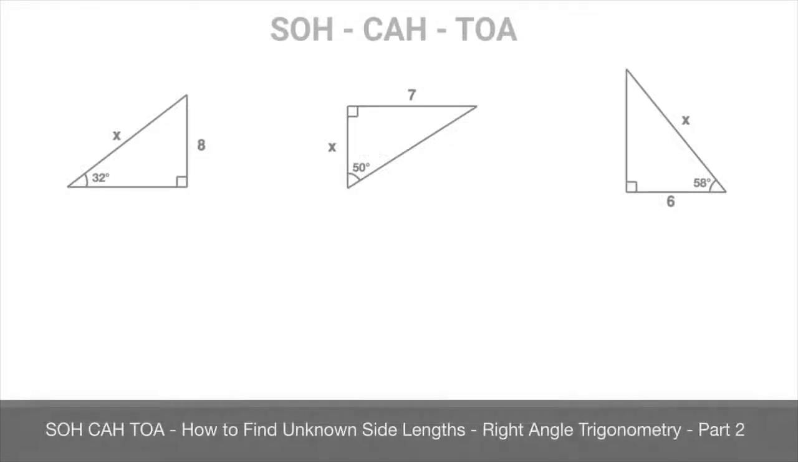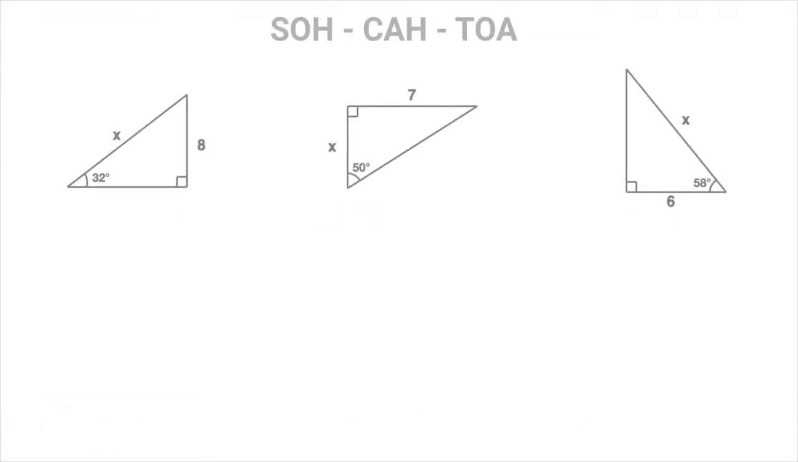In this second tutorial on finding unknown side lengths using SOH CAH TOA, we carry on working through some examples in which we need to find the unknown side length x. And as we're about to see, the algebra in these examples is slightly more complicated. Nothing we can't handle though.